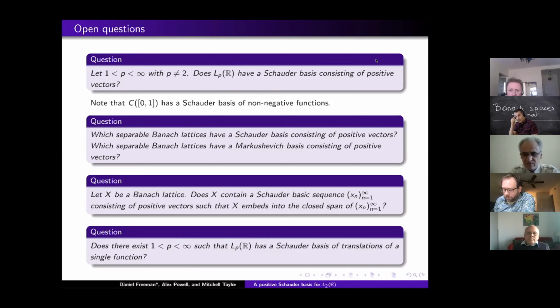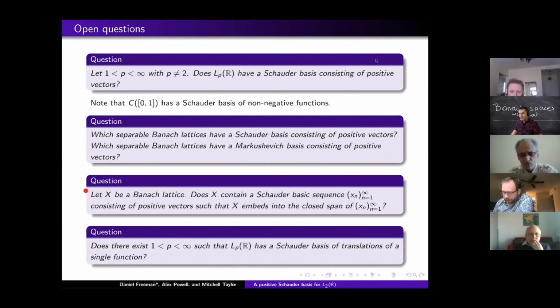You can also extend this to more general Banach lattices. If you look at the continuous functions on the interval [0,1], the classical triangle basis for that is a Schauder basis of non-negative functions. So you could ask which separable Banach lattices have a Schauder basis of positive vectors, and you could also ask which separable Banach lattices have a Markushevich basis of positive vectors. This one might be more approachable because capital L^p always has a Markushevich basis of positive vectors.